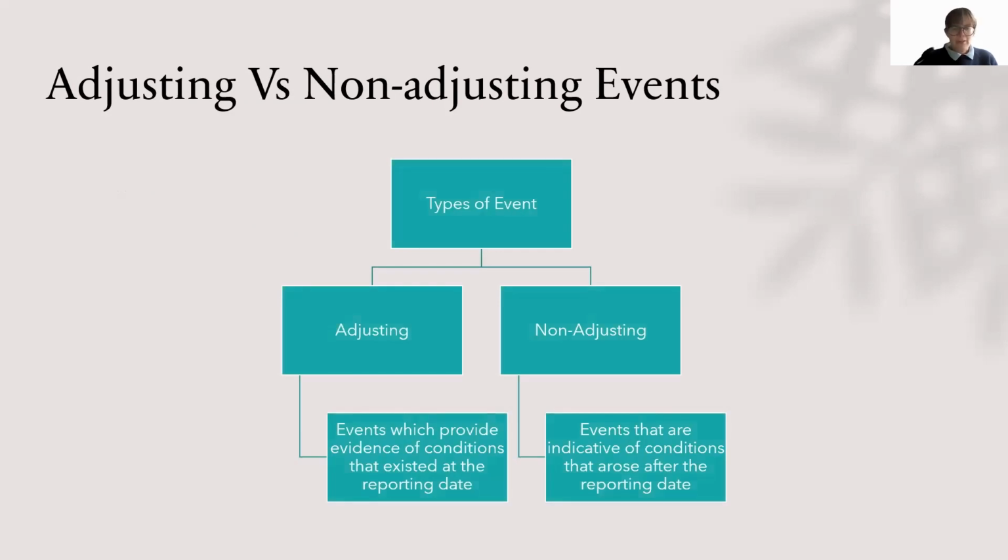So, adjusting events. These are events which provide evidence of conditions that existed at the reporting date. Non-adjusting events are going to be events that are indicative of conditions that arose after the reporting period.